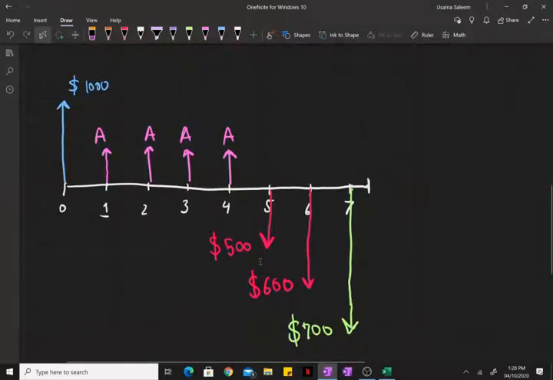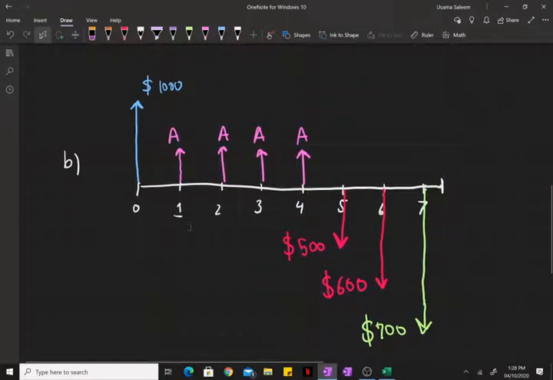So here I have another problem. In this problem, I'm given the cash flow at year 0, a positive cash flow of $1,000. And from year 1 to year 4, there are annual annuity payments, a uniform series of payments, and A is my unknown in this problem. And at year 5, year 6, and year 7, I have a sort of gradient payment that starts at 500 and ends at 700. So I want to find the value of A that balances this cash flow.